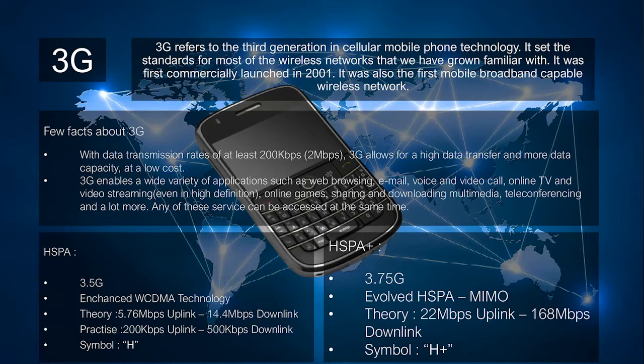Practically, in 3.5G we get around 500 KB per second download and 200 upload speed. Video streaming improved in 3.5G and the network latency reduced to a greater extent. The H symbol on the mobile network represents HSPA or 3.5G network.